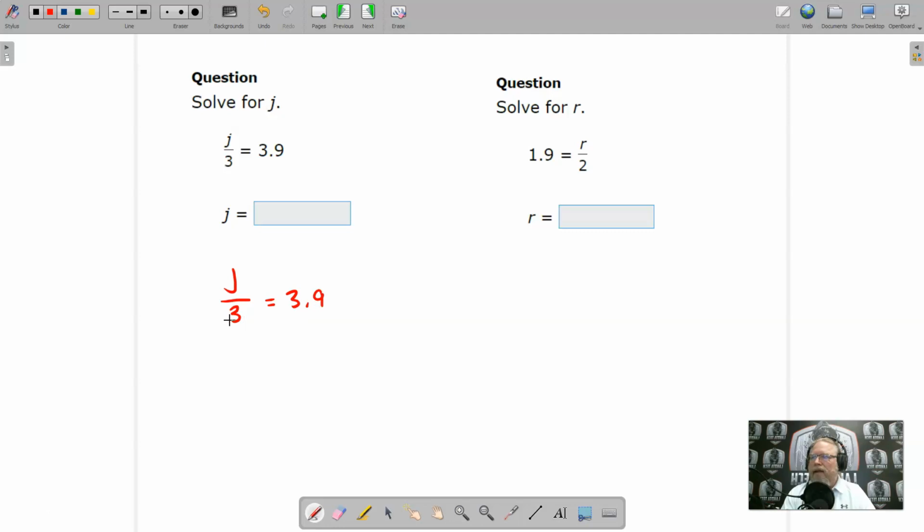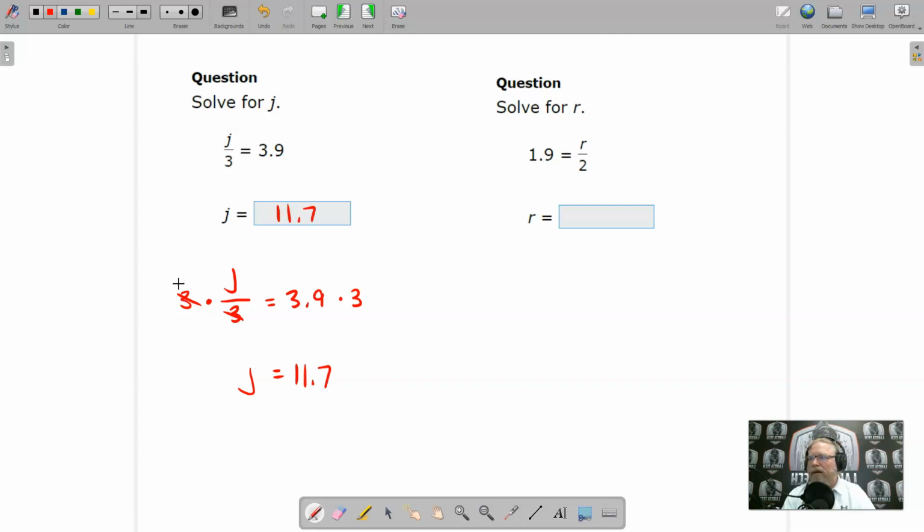So in this one here, the J is tied to the 3 through division. So the inverse operation is multiplication. We're going to multiply by the very number we wish to get rid of. And what we do to one side, we're going to do to the other. So the 3's will cancel each other, leaving us with just the J. And then 3.9 times 3 is going to give us 11.7. So 11.7 is our solution.